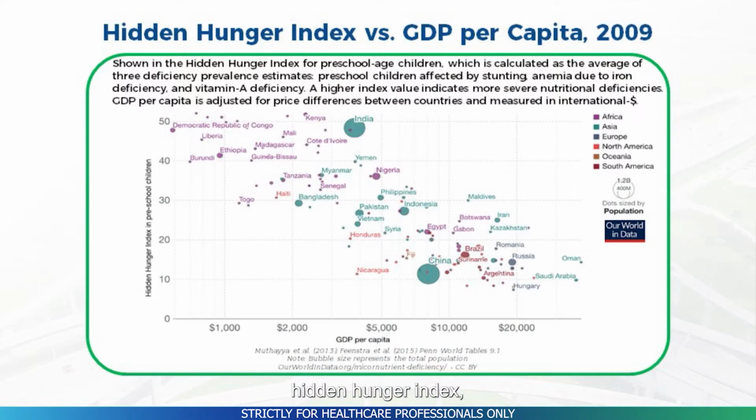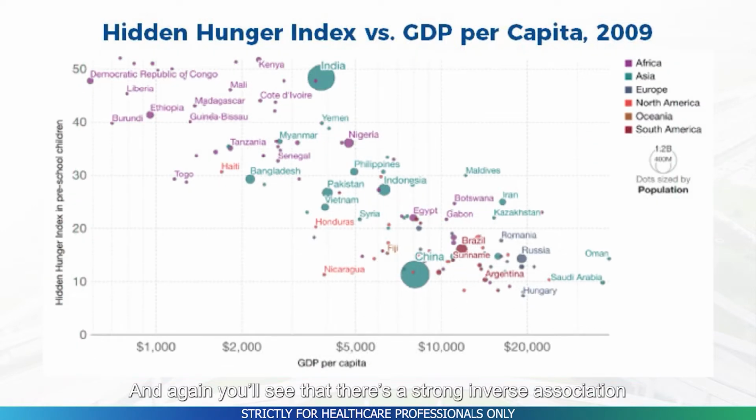The same is true for what they call the hidden hunger index, which is a construct made from measurements of three different items: stunting, anemia due to iron deficiency, and vitamin A deficiency. And again, you'll see that there's this strong inverse association between the wealth of a nation and the likelihood that children in those nations will have hidden hunger.